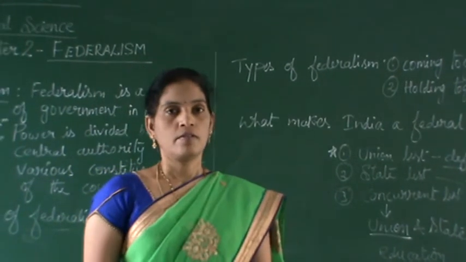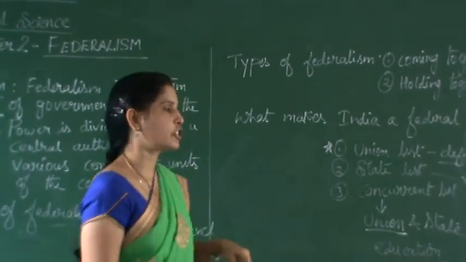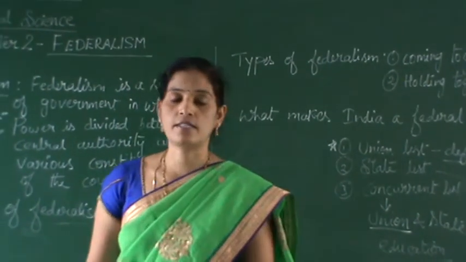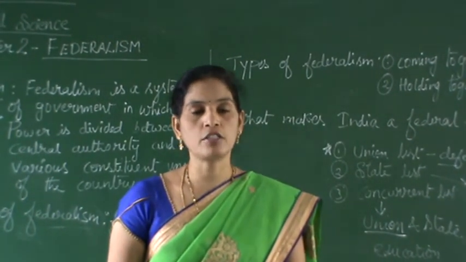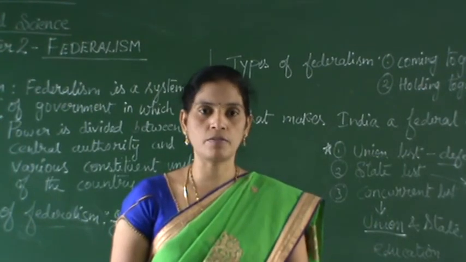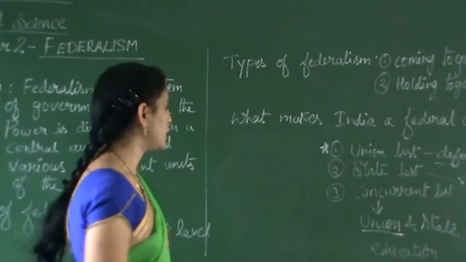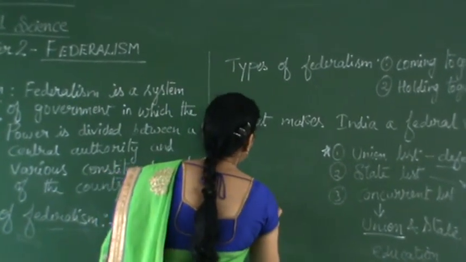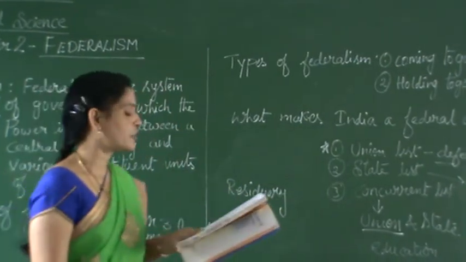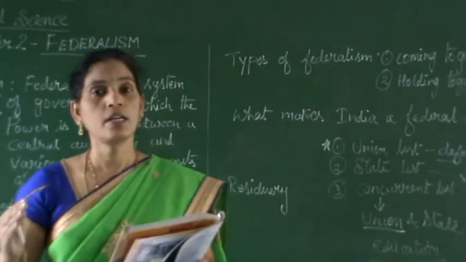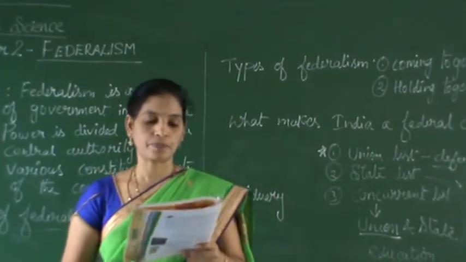Apart from this, when the constitution was made, they clearly mentioned what subjects would be included in different lists. But after the constitution was made, certain things came into existence, like computer software, IT technology, which came after independence, after the constitution was made. Such subjects are included in the residuary list. We have one more list called the residuary list, in which subjects which came into existence after the constitution was made come.